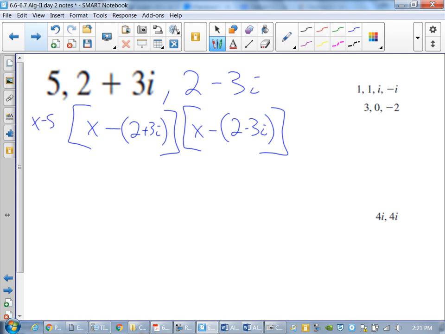Isn't this x minus 5? What did I change? Nothing. I changed nothing. I took x, subtracted the 0. The 0 is 2 plus 3i.